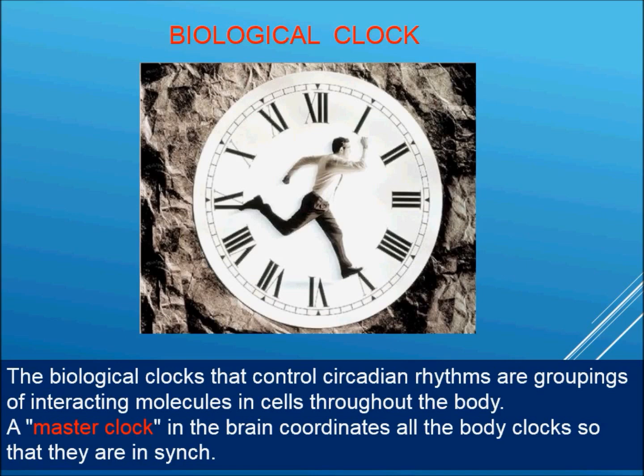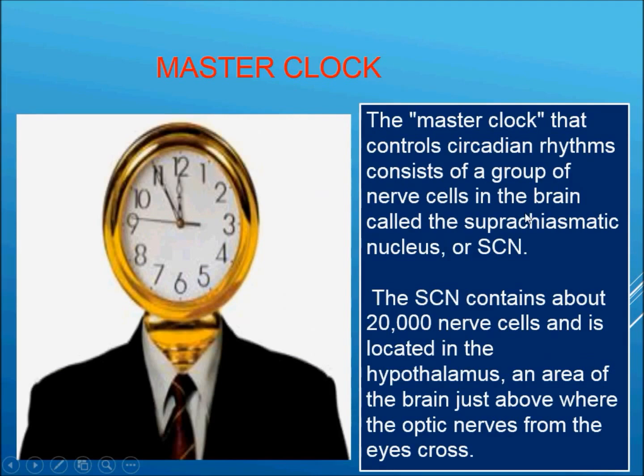Okay, that's the reason it is known as biological clock. Now what do you mean by master clock? The master clock is the one that controls circadian rhythm, and it consists of a group of nerve cells in the brain called the suprachiasmatic nucleus, which I have already taught you in detail when I taught you about the brain. So please refer to that presentation.